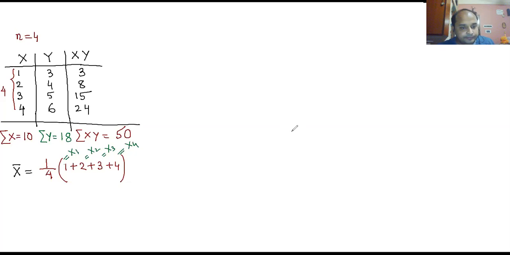So you see, I'm going to calculate the thing, and so we have 4 plus 3, that is 7, plus 2, that is the summation which has already been calculated, it is 10. So we have 4 into 1 by 4 into 10, and that is equal to 10 by 4. I mean, that is 2.5. The value is 2.5.